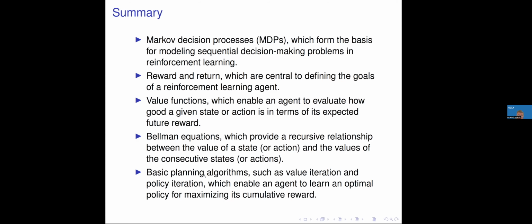And finally, I introduced two basic planning algorithms. One is called policy iteration, which consists of two sub-modules: policy evaluation and policy improvement. And the other algorithm is even simpler, which is called value iteration. Both of them can be used to find the optimal policy in reinforcement learning. But both of them rely on knowledge of the underlying state-action transition probability. What if the state-action transition probability is unknown? Then we need additional techniques to deal with that, which is beyond the scope of today's lecture.